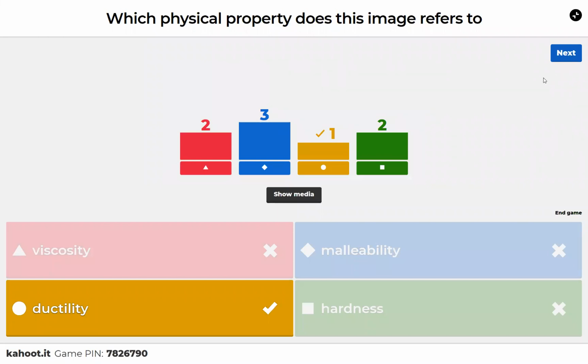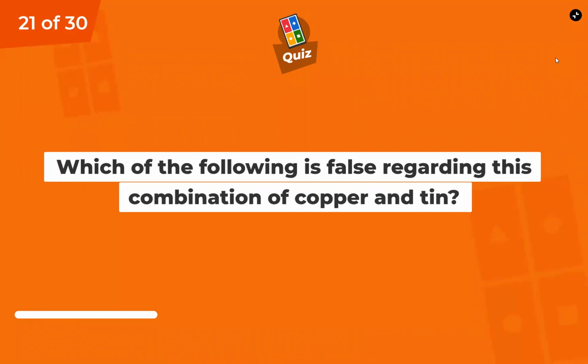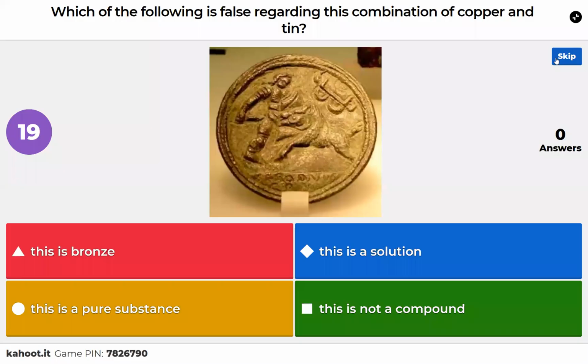Ductility is the ability to pull things into wires. Next. So the following is false regarding this, which is a combination of copper and tin. Now we're looking for which is false.